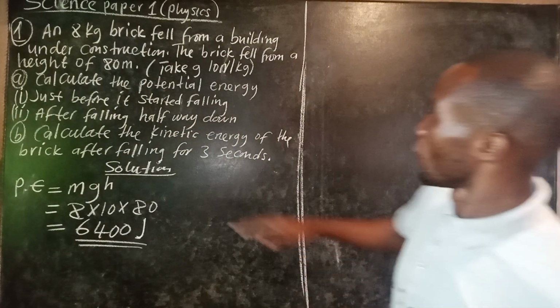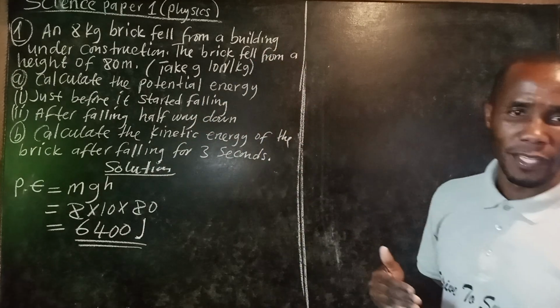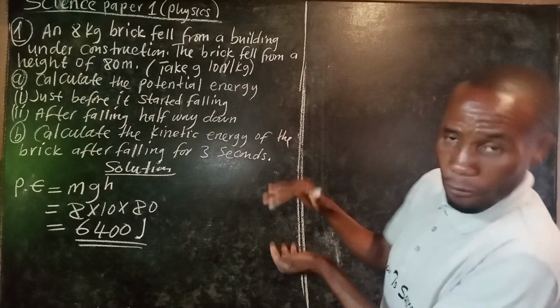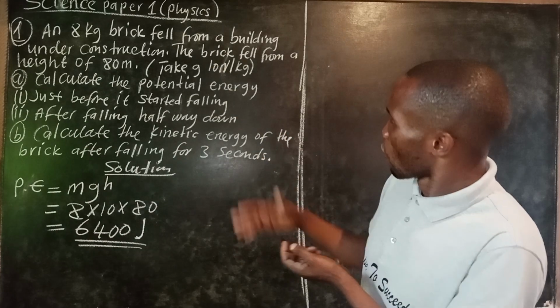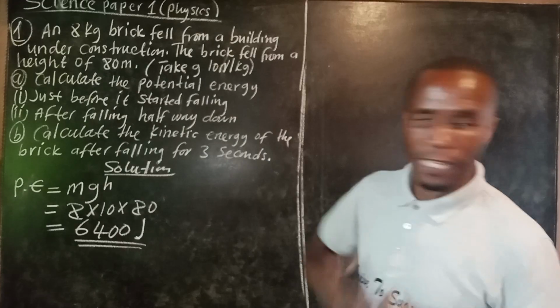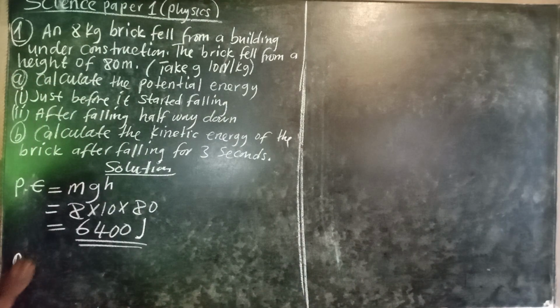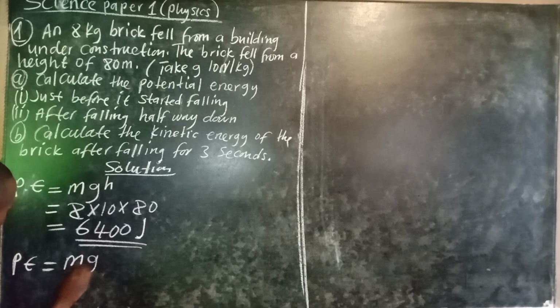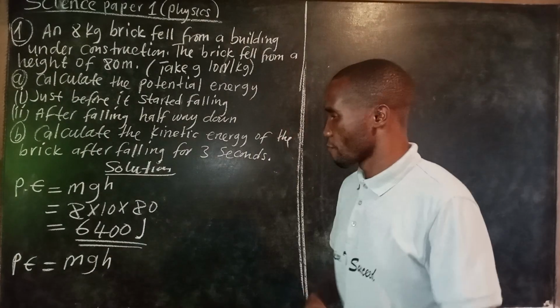Quickly, let's go to the second one, after falling halfway down. So now this object has started falling, and it has fallen halfway down. So we want to find the potential energy of that same brick. The potential energy will still maintain the same formula, because that is the formula for potential energy when we are dealing with the falling of objects. Gravitational force is involved, that's why we are using that formula.